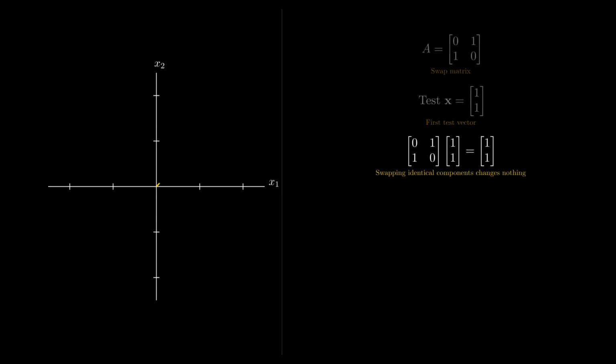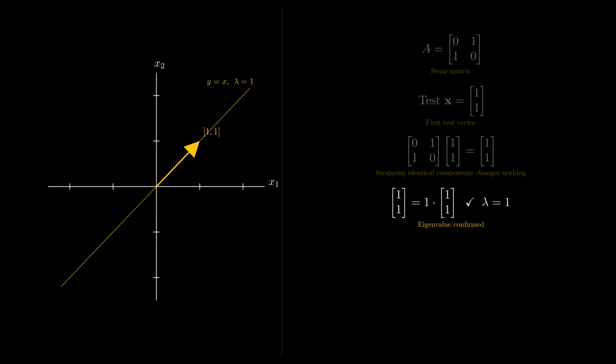Here's a different example. The matrix A has entries 0, 1 in the first row, and 1, 0 in the second row. This matrix swaps the two components of any vector it acts on. Let's test the vector 1, 1. A times 1, 1 gives 1, 1. Swapping identical components changes nothing. So lambda equals 1, and 1, 1 is an eigenvector.